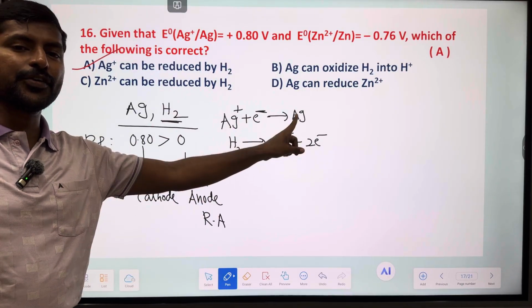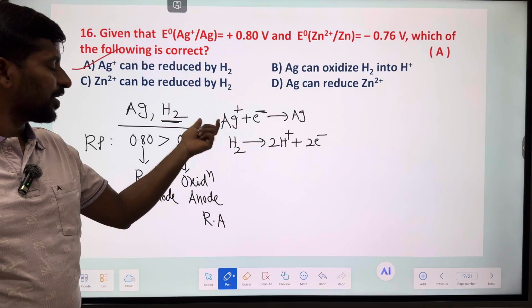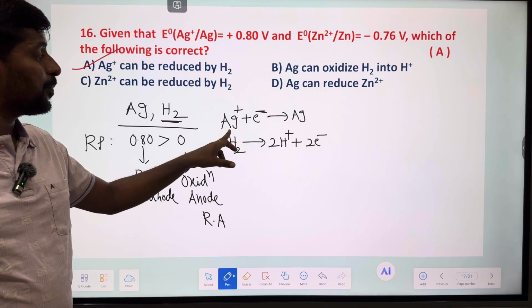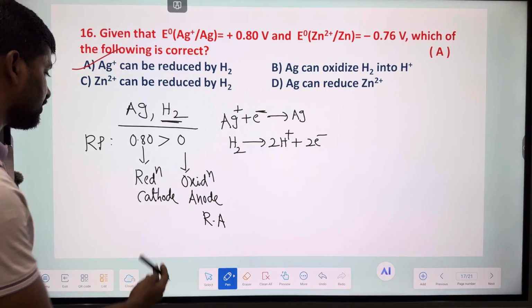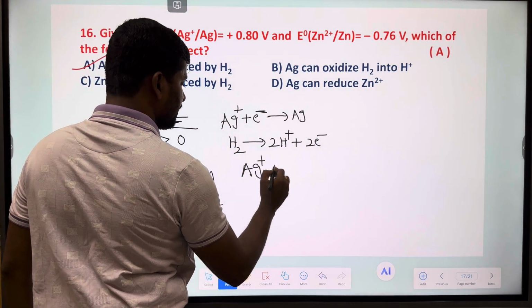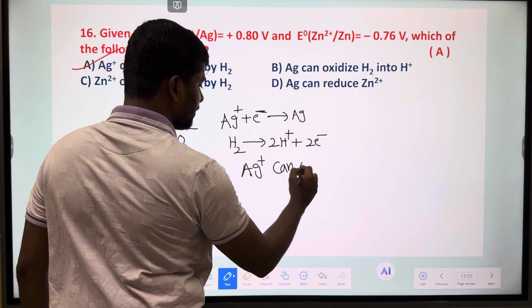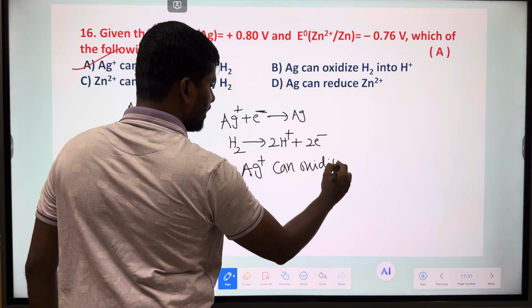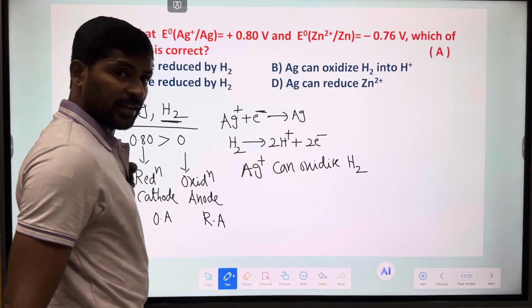Or we can say it like this. Ag+ acts as what? Oxidizing agent, right? So we can say Ag+ can oxidize H2. We can say it like this only.